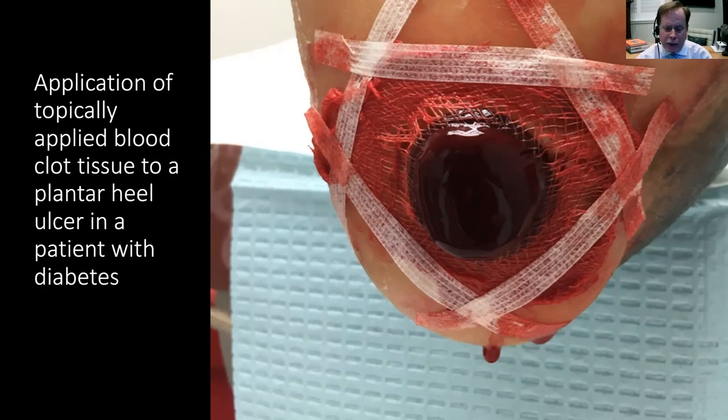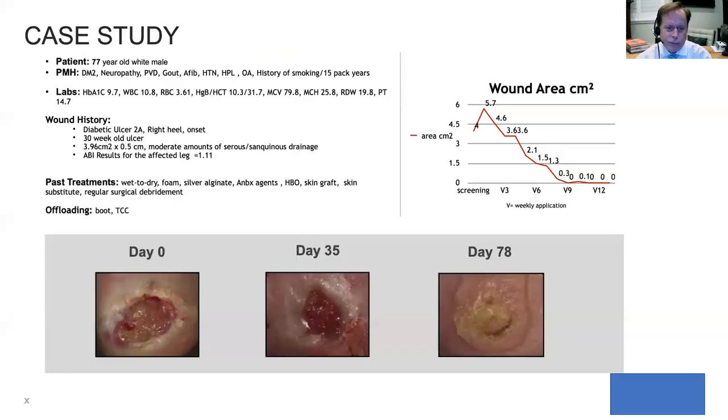We saw no maceration at all. So let's look at a couple of case studies. This is a 77-year-old white male who has type 2 diabetes, neuropathy, peripheral arterial disease, a whole host of medical problems, including a very long history of smoking. He had the wound for 30 weeks.